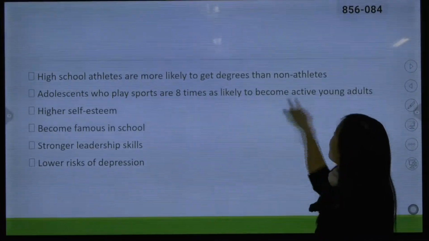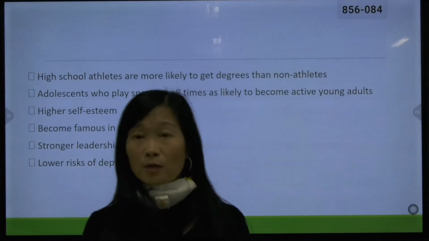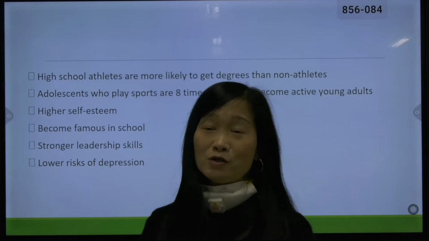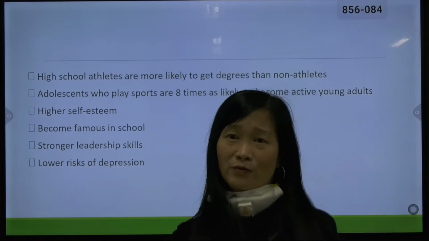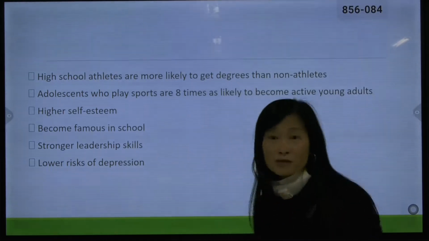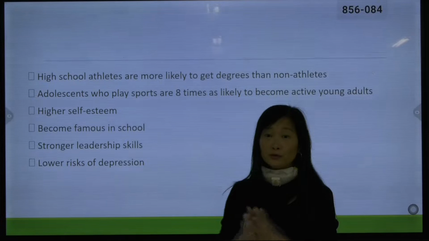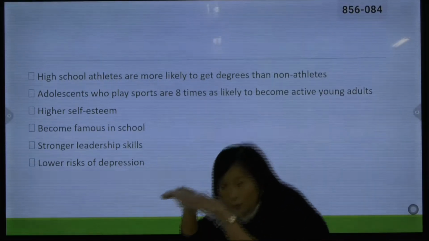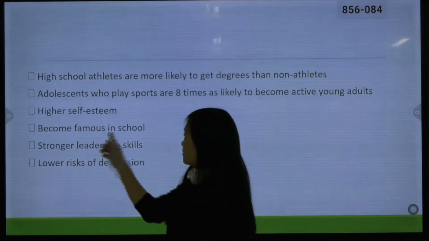8 times as likely. So when they grow up and go into society, they will become more active. They're more willing to go out to work and to make friends, and don't just stay home feeling very bored. More active and more successful. And higher self-esteem: you feel good about yourself, you feel that I can do it. I'm not just someone who's very low, right? So higher self-esteem, become famous in school.